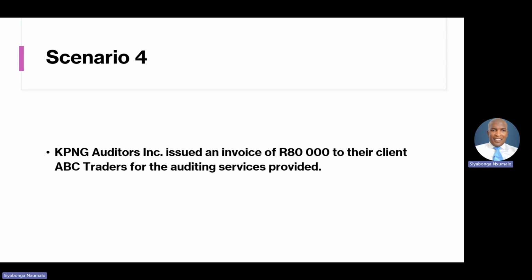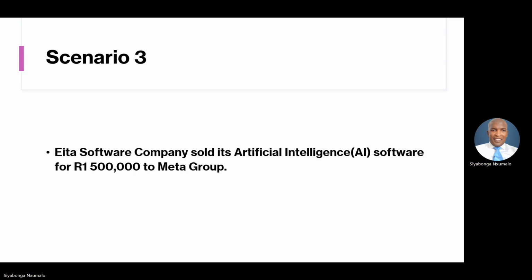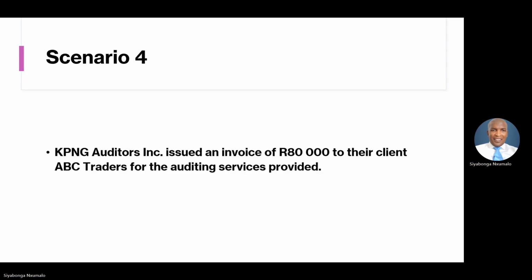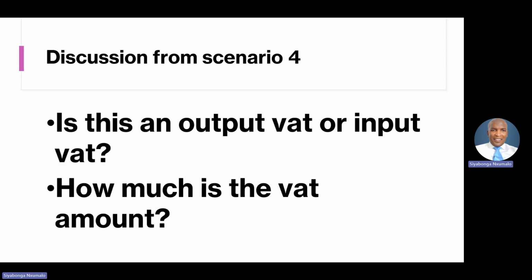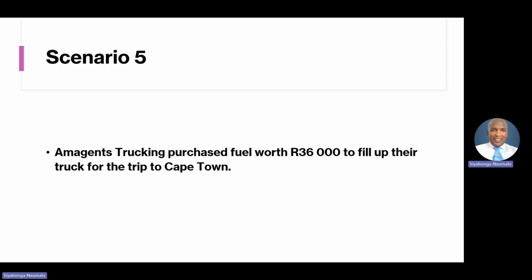In this case, you must also note that it's a service. There is no physical thing that they sold. They just provided their services. Here, it was an intangible asset that ATA sold, because the software is an intangible asset. Just note these differences. Okay, we've looked at this one.